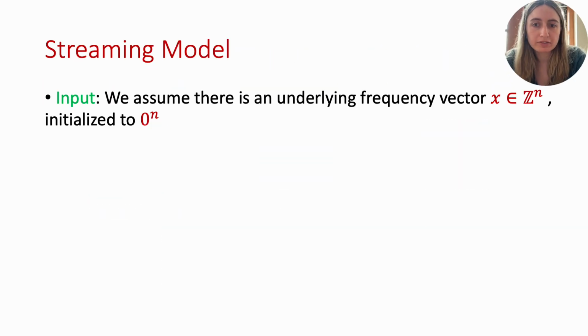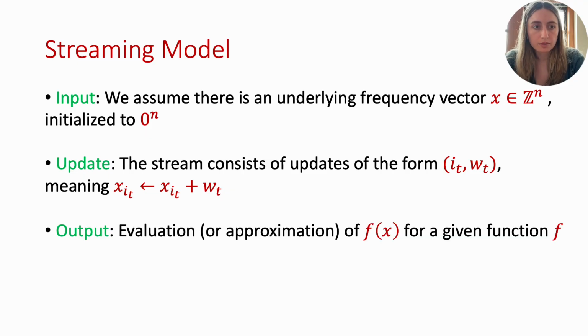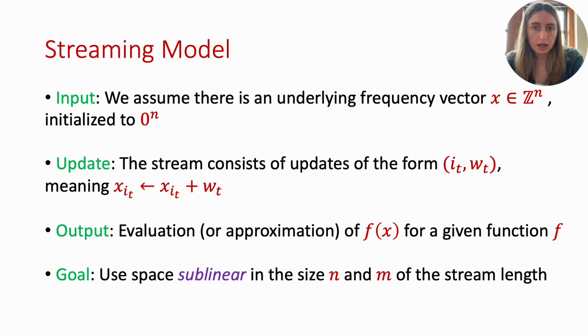Okay, so let's begin by defining the streaming model. We assume there's an underlying frequency vector x, which is initialized to 0. And the stream consists of updates of the form (i_t, w_t), and we should interpret this as adding w_t to the i_t-th coordinate of the frequency vector. At the very end of the stream, after processing it, the algorithm should output an approximation of f of x for some given function f. And importantly, the goal is to design an algorithm that uses space sublinear in the dimension n and the length m of the input stream.